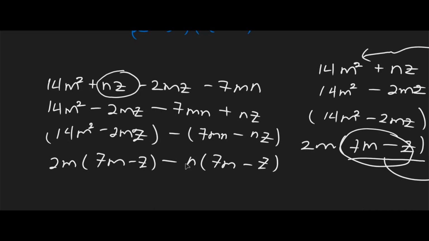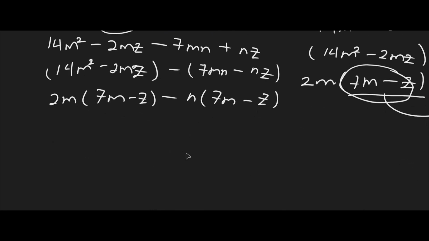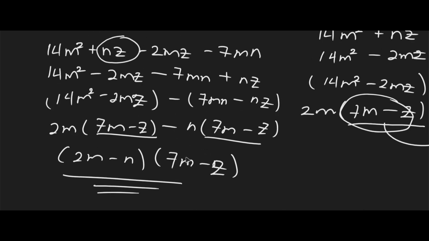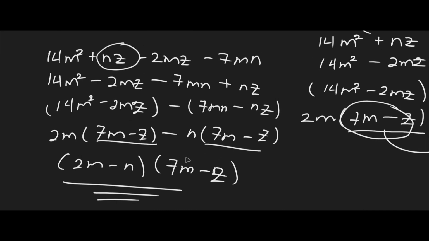So we can see that at this point, those guys in the bracket are the same. 7m minus z, 7m minus z. So our final expression is going to be 2m minus n, 7m minus z. And that's the final expression. Okay, so that is how we do it. So always make sure the guys in the bracket are the same, and then we can know that you're on the right path. That's very, very interesting.